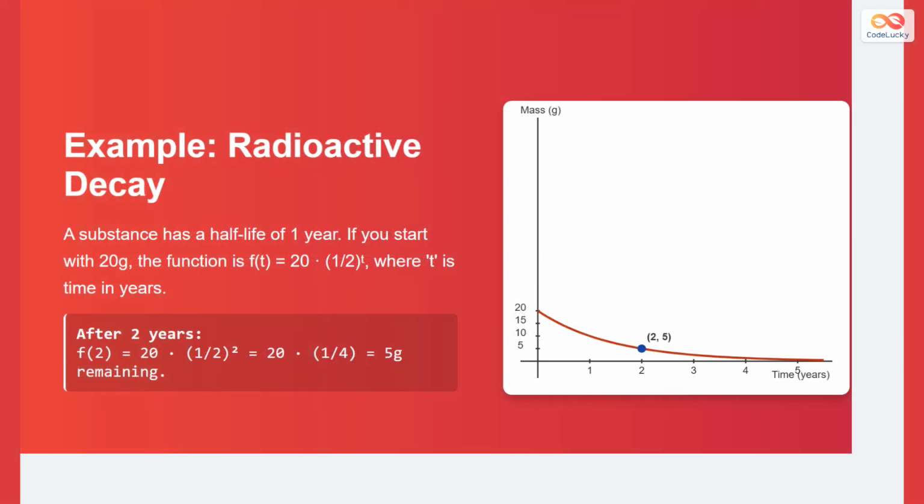Now for an example of exponential decay. Consider a radioactive substance with a half-life of 1 year. If you begin with 20 grams of this substance, its decay can be described by the function f of t equals 20 times 1/2 to the power of t, where t is the time in years. To find out how much is left after 2 years, we calculate f of 2, which is 20 times 1/2 squared. This gives us 5 grams remaining.